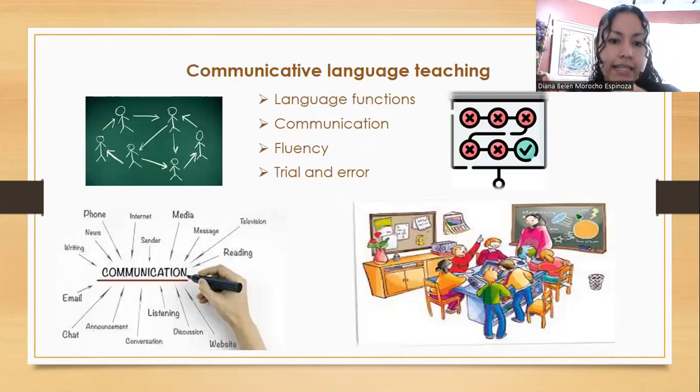The next one is communicative language teaching. So the functions of the language and its use are the key in this method. Thus, the language is learned through active and meaningful communication in the classroom and in other environments also. So fluency is a point to consider, and additionally, as part of the educational process, trial and error are part of it.